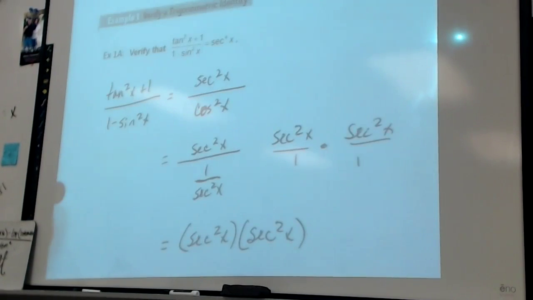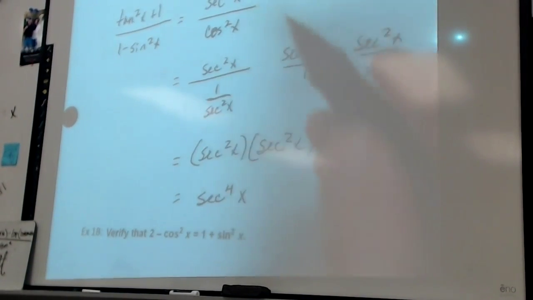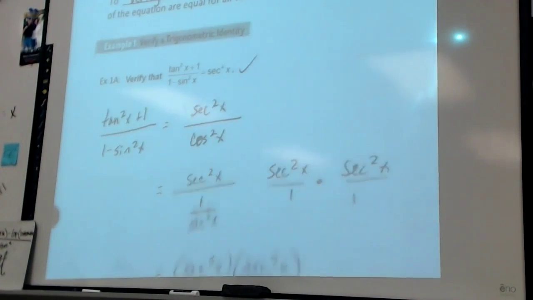So basically we end up with secant squared x times secant squared x, right? Which would be secant to the 4th power x, and that's what we wanted. So basically, we just proved our identity.